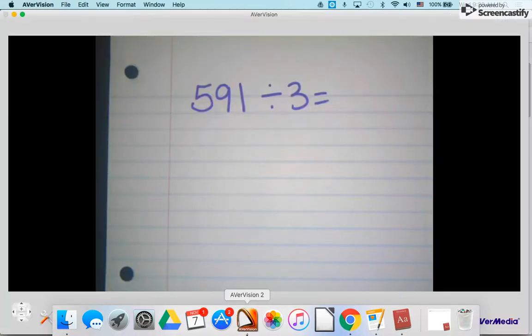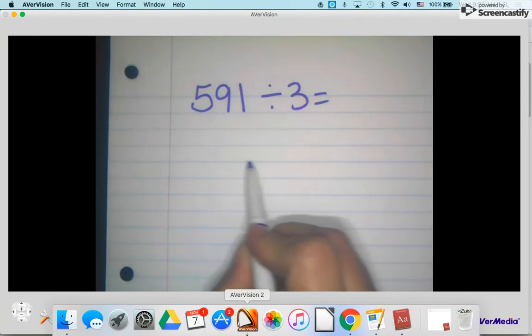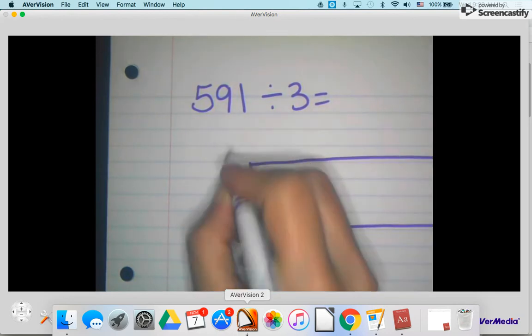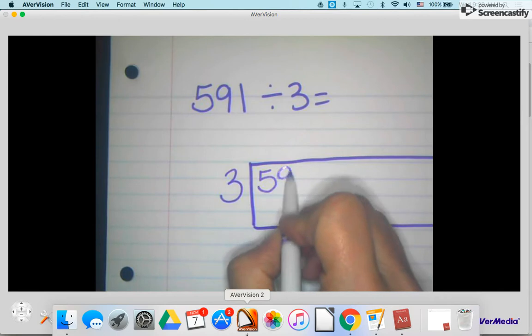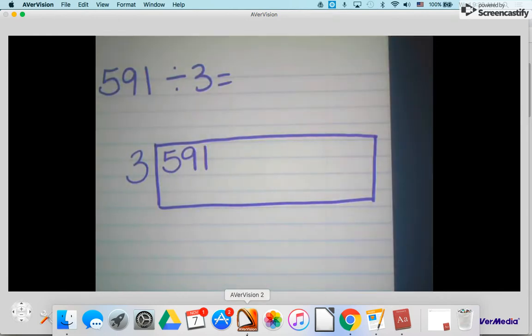All right, we're going to do 591 divided by 3. And this is partial quotients again. So if I have 591, think about how many times I could take out 3. You want to use the biggest thing that you can think of. That will give you the least amount of steps to do it. How many times do you want to do it?